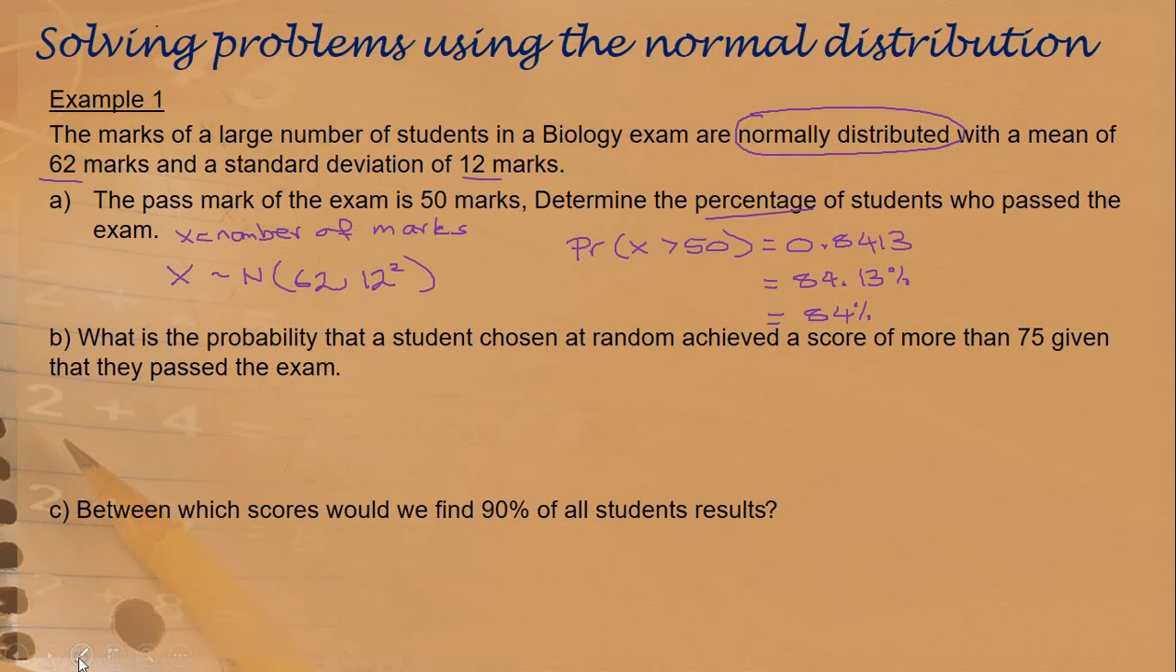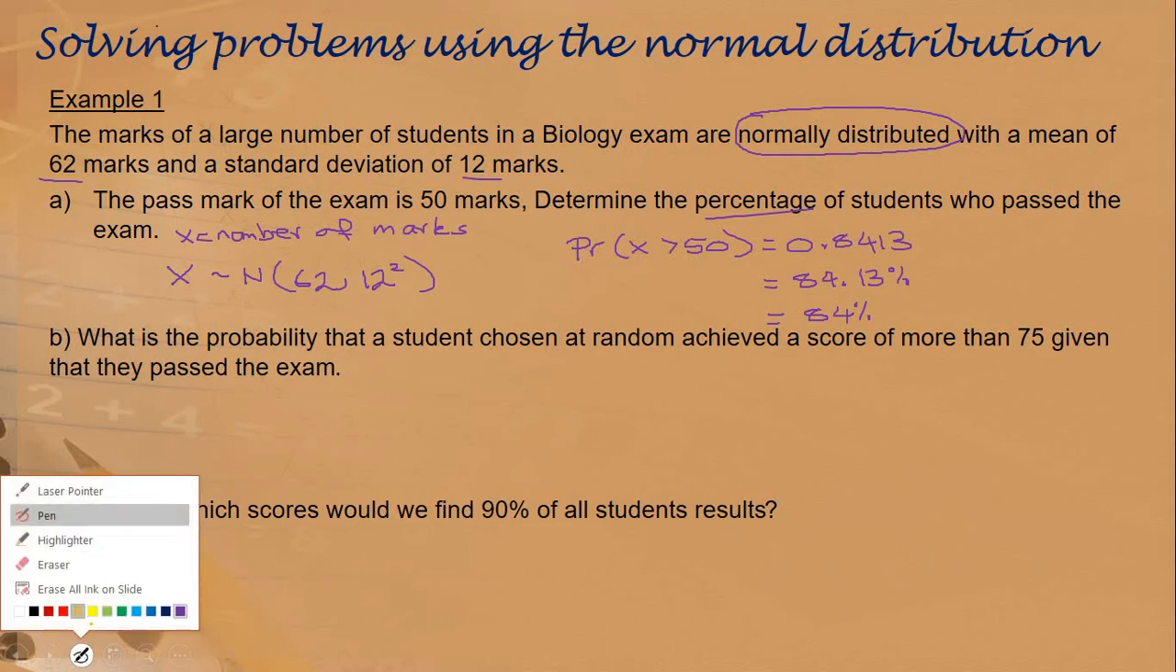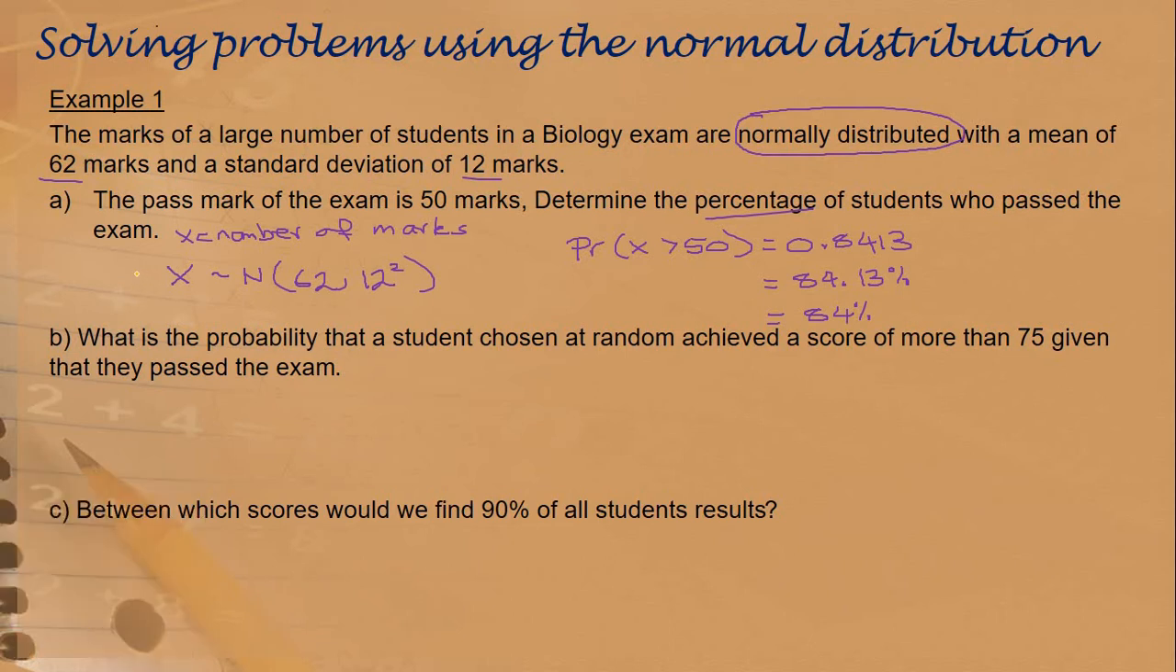A question like this could easily be worth 2 marks in an exam. 1 mark is for our correct defining, 1 mark is for our answer. So this step here of defining is very, very important. Generally, if the question keeps going, you only need to define once. You don't need to do this for every question.